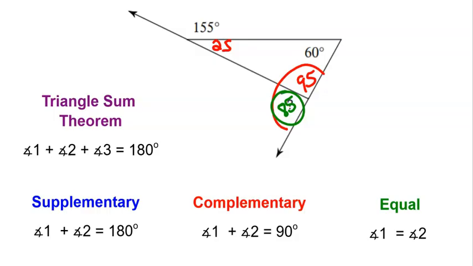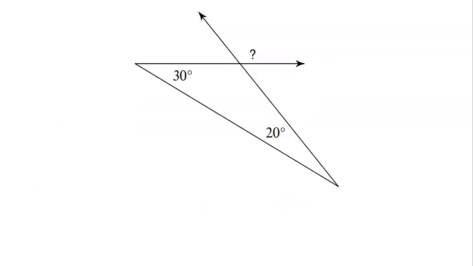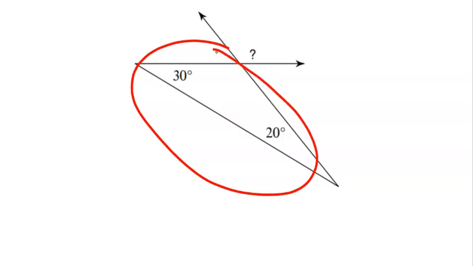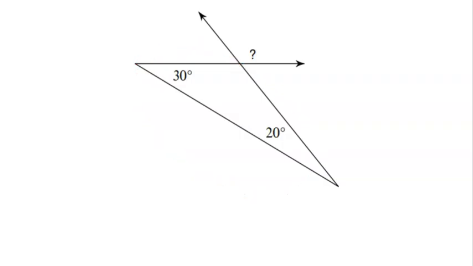Let's try another one. Here, I know that this triangle has a sum of 180. And if I already have 30 and 20, then that means I already have 50. So 180 minus 50 will give me this angle here. So 180 minus 50 is 130. And this angle is vertical to the angle I'm looking to find. So that means the question mark is 130 degrees.